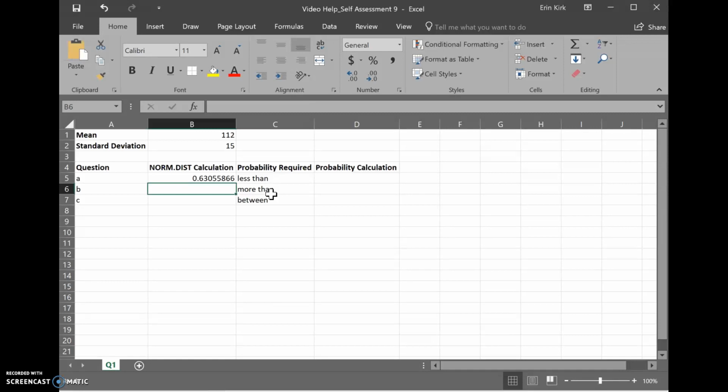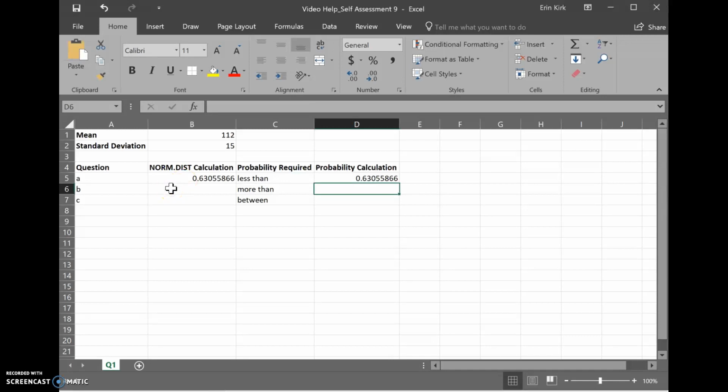So the probability that a randomly selected infant weighs less than 117 ounces at birth is 0.6305, and so on. I made a note here that the question is asking for that probability, less than. So there's nothing else I need to calculate. My probability I'm interested in is the probability that that function returned.